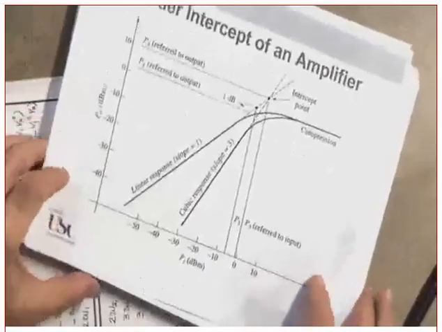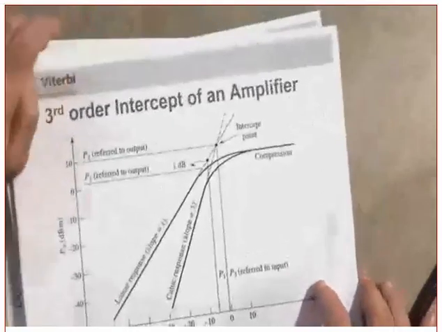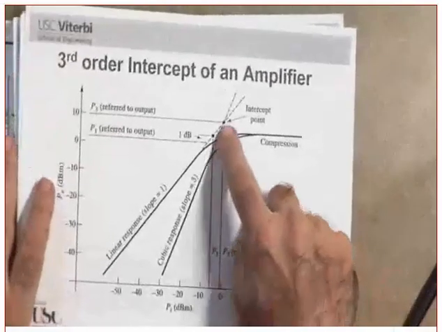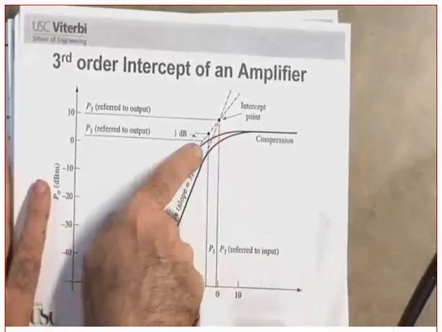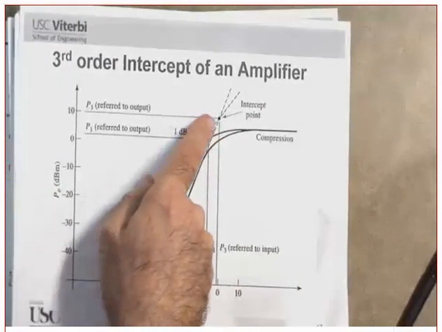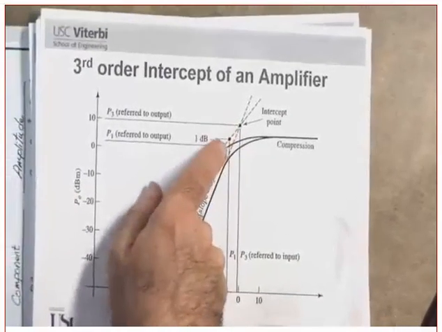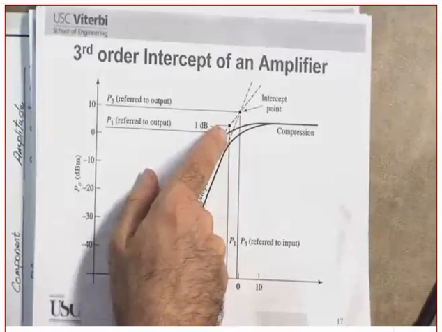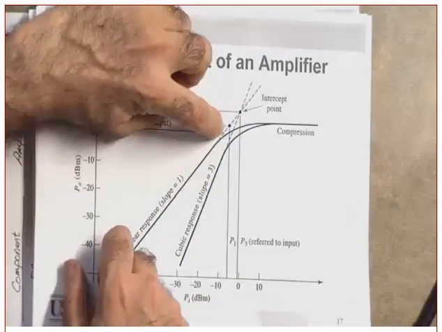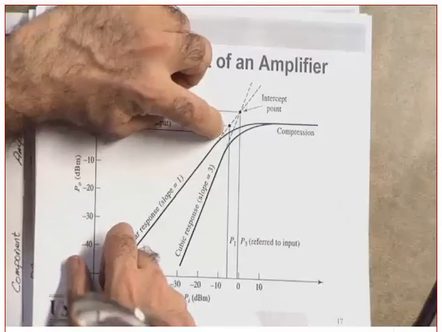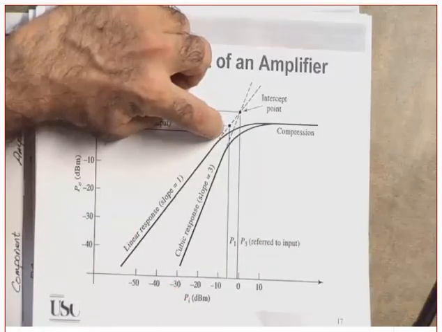Now, this is again, as I told you, the third order intercept power of an amplifier. By the way, I want you to see something. Is the IIP3 higher than the 1 dB compression? The IIP3, is it higher than the 1 dB compression? Yes, it is. Are you following on that? Yes, it is.